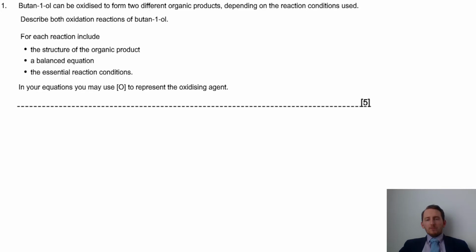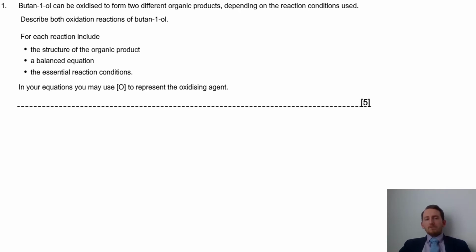So here we have a question, it's worth 5 marks. It's talking about butan-1-ol being oxidized and it can form two different organic products depending on the conditions that are used. We need to look at both of those reactions, we need the structure, equation, conditions, and then use that O in square brackets for the oxidizing agent.